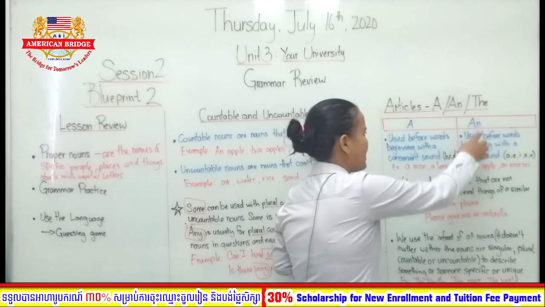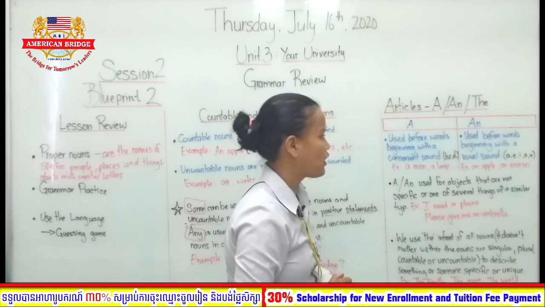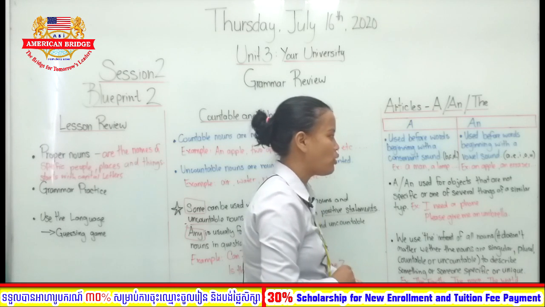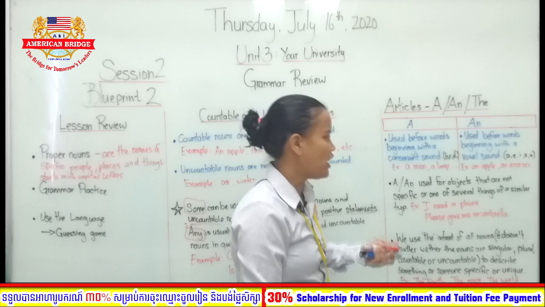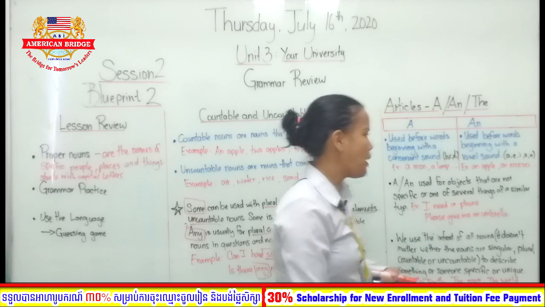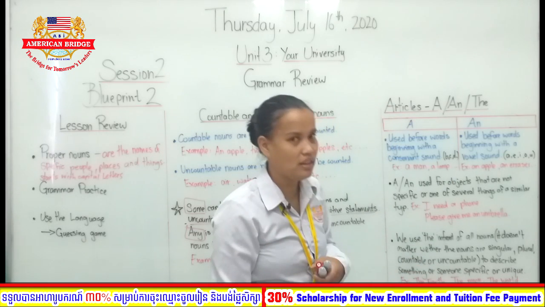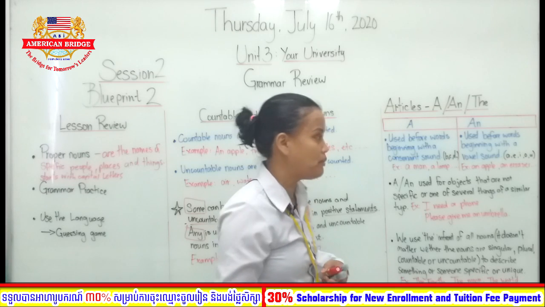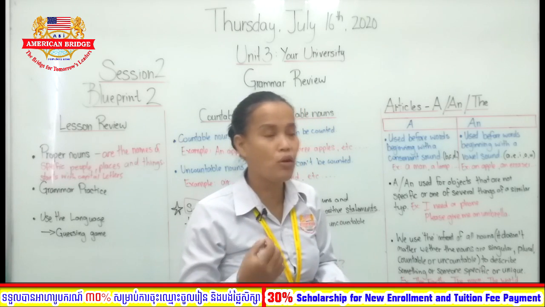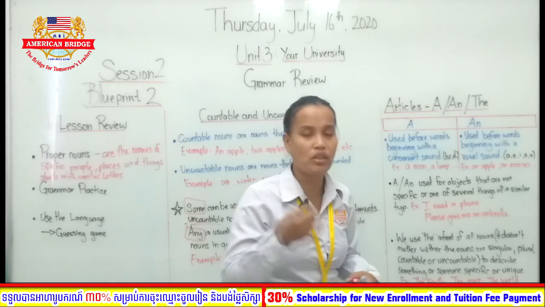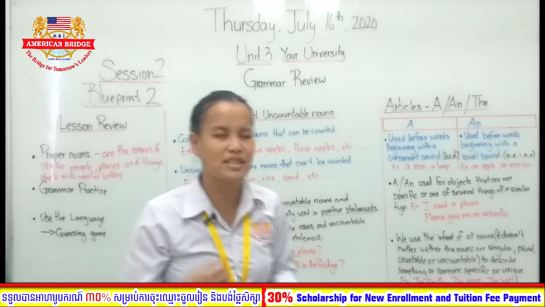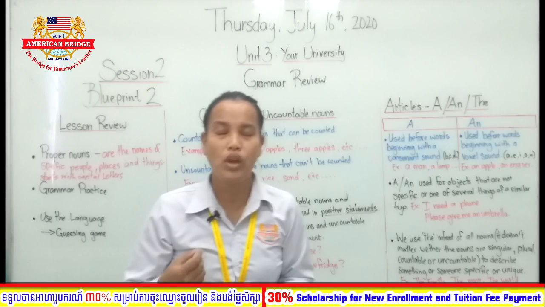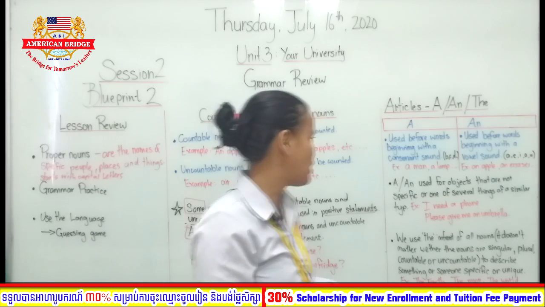And we use "an" before words beginning with a vowel sound. So for example, A, E, I, O, U. Here, we have an apple, an eraser, an ice cream. So we use "an" before words beginning with a vowel sound. Any word that starts with a vowel sound, we use "an", okay?